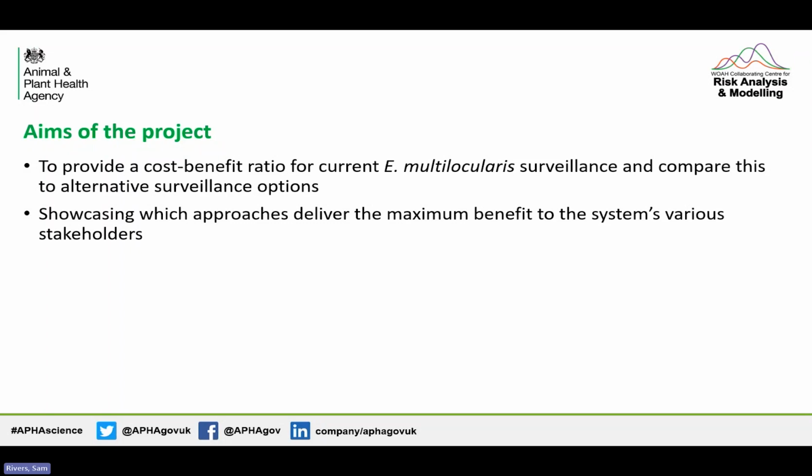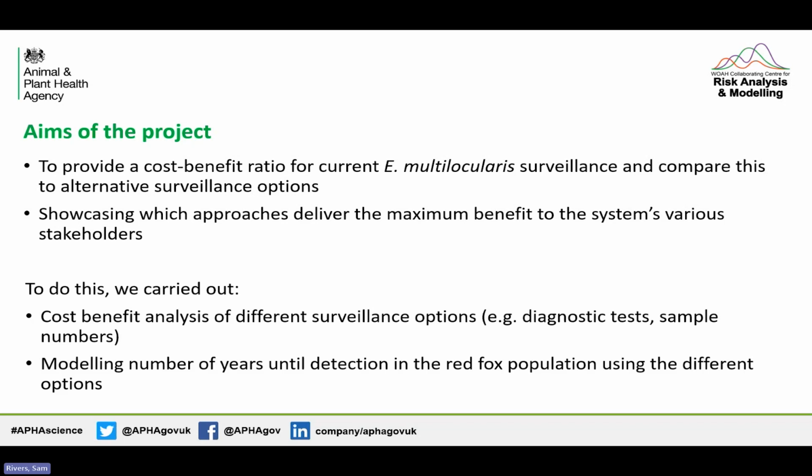So this has given us two main aims for the project. Firstly, to provide a cost benefit ratio looking at the current surveillance and then comparing that to some of the alternative options out there. And then using that to showcase to our stakeholders which of the approaches gives the best benefit, the best bang for your buck, so to speak. So we had two main tasks to fulfill this. Firstly, as you can imagine, a cost-benefit analysis of these surveillance options. So that's looking at things like varying the diagnostic test or the sample numbers, etc. And then to feed into that, modelling the number of years until detection in the red fox population.